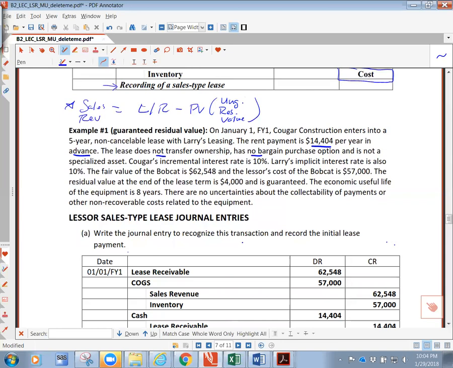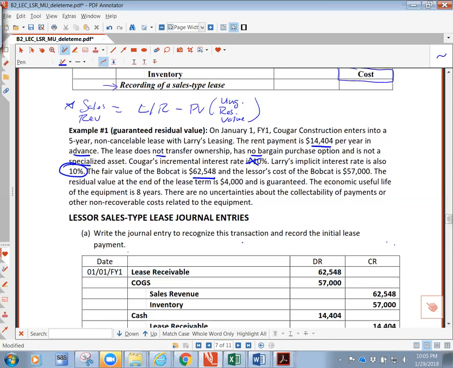And it is not a specialized asset. That means that when the lessor gets it back, if they get it back, and it's a guaranteed residual value, so of course they get it back. No reason to guarantee the residual value unless you get it back. I mean, the lessee's making a promise that it's going to be worth something. They would only promise that if they're going to give it back. So all of this indicates so far that we don't meet any criteria. Let's keep moving. We have an incremental borrowing rate. We don't care about that one because the only one that matters is the implicit rate of 10%. They tell us the fair value of the Bobcat is $62,548.